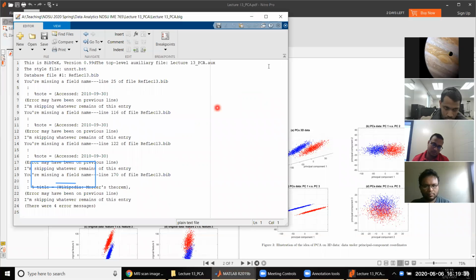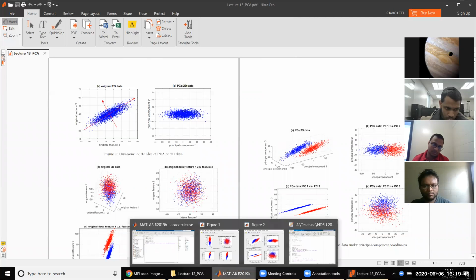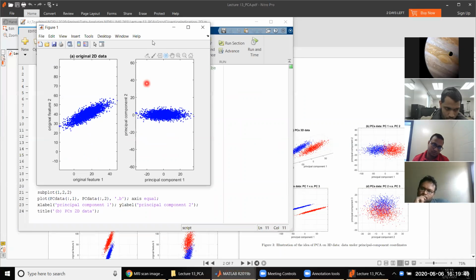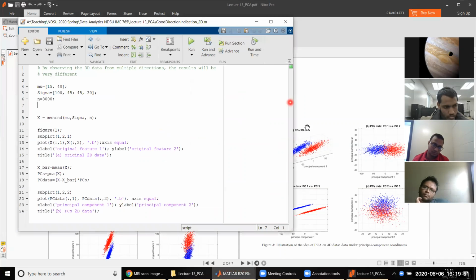Let me see where it is, clear it. And this, what is that? This is a PCA. So this is 2D? A 2D, yes, I can run it, I can see. See it? Almost the same as this one.